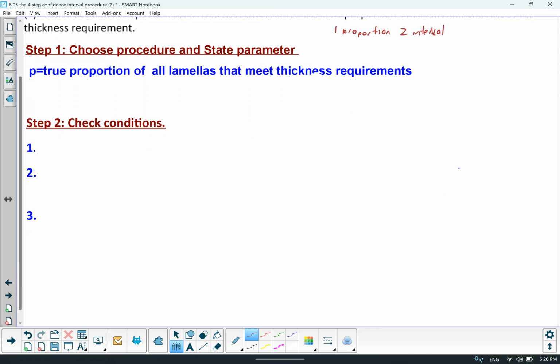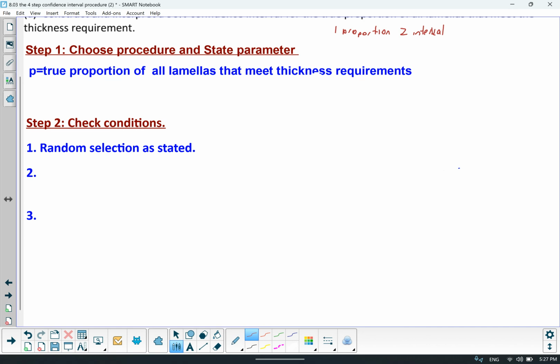Step 2 is to check the conditions. So the first condition is random selection or random sample as stated. Sometimes it's a simple random sample. The purpose of it is that it allows you to generalize your results to the population, in this case, all lamellas. The second condition is the 10% condition, and we need it because we're sampling without replacement.